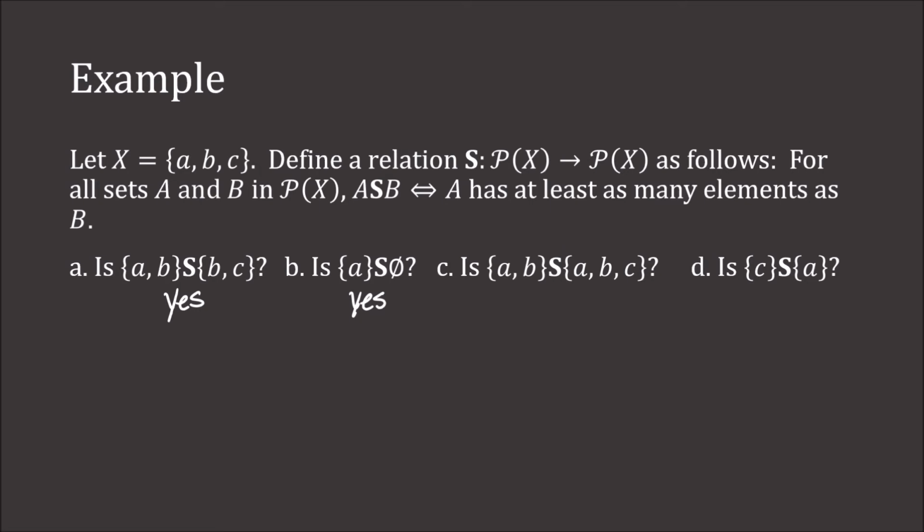Is the set {A, B} related to the set {A, B, C}? No, the set {A, B} has 2 elements, the set {A, B, C} has 3. 2 is not greater than or equal to 3, so no, these 2 sets are not related. Is the set {C} related to the set {A}? They both have 1 element, so yes, they are related.